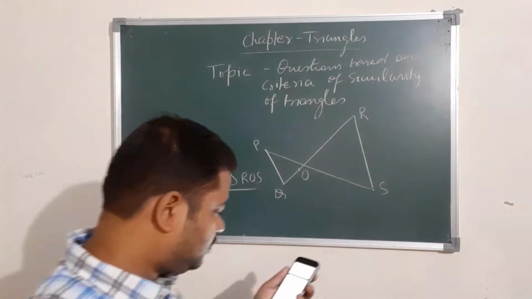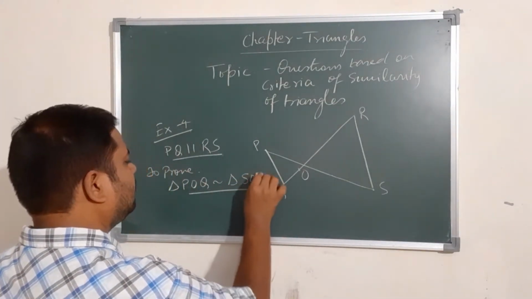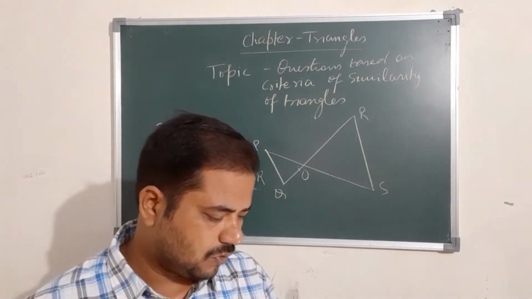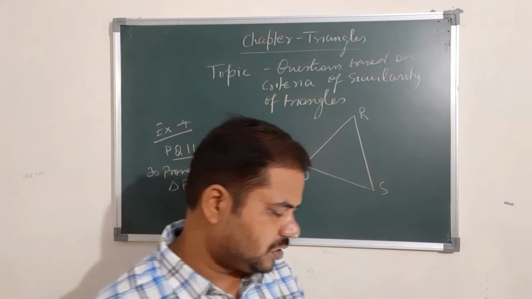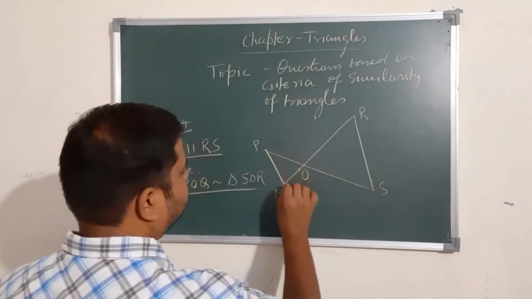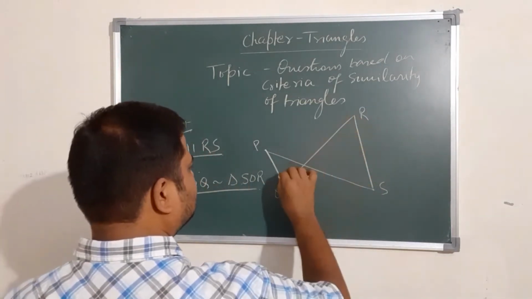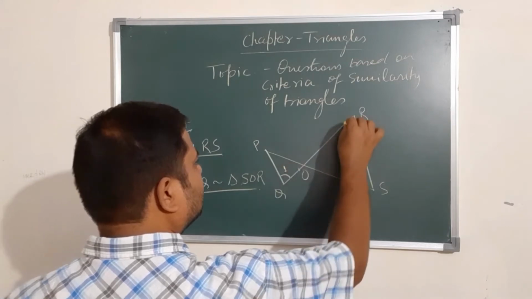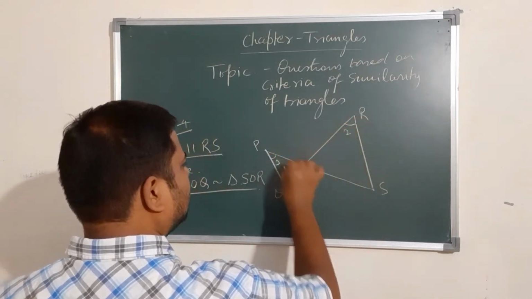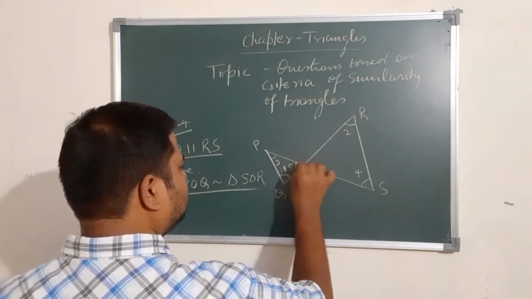So in this we have to show triangle POQ is similar to triangle SOR. Naming is very important. Since PQ is parallel to RS, this is the transversal. Suppose this is angle 1, angle 2, this is 3, and this is 4. And this is 5, this is 6.